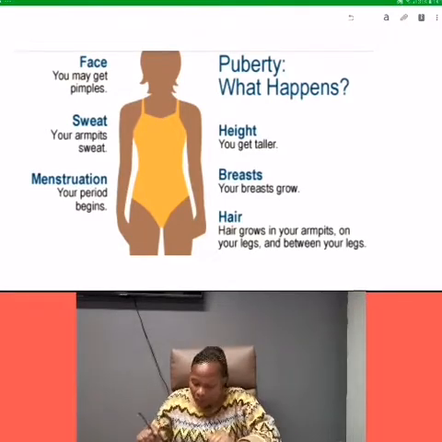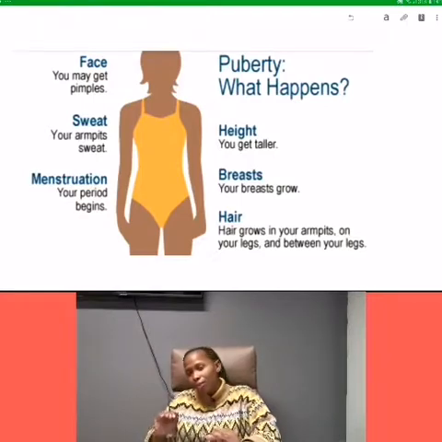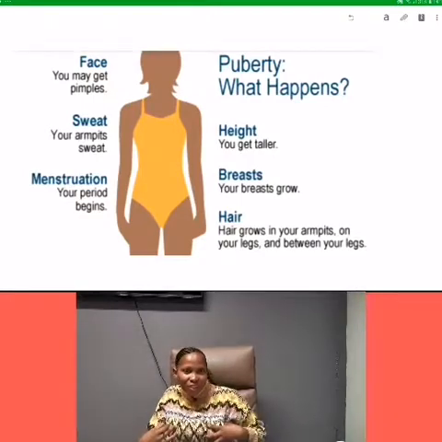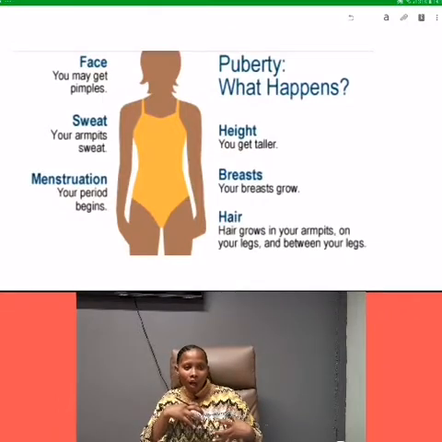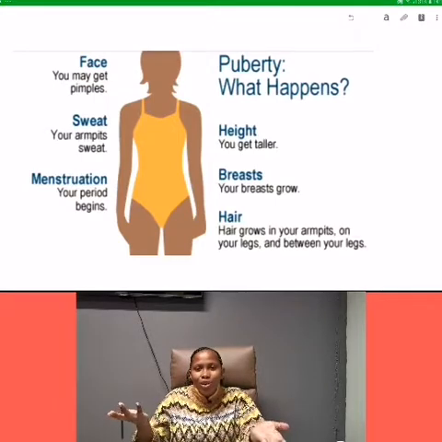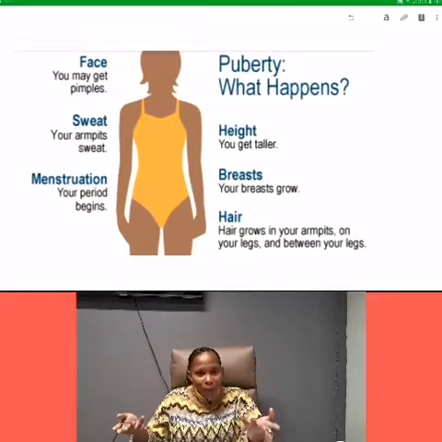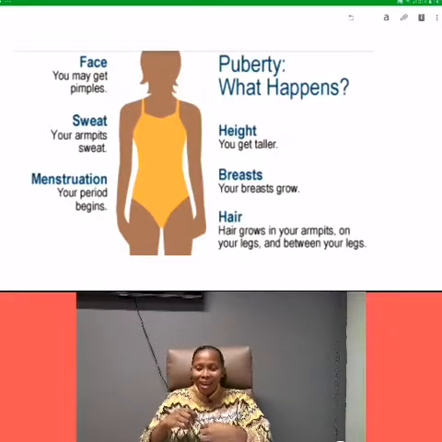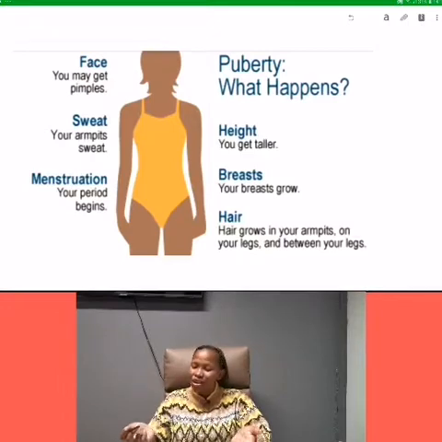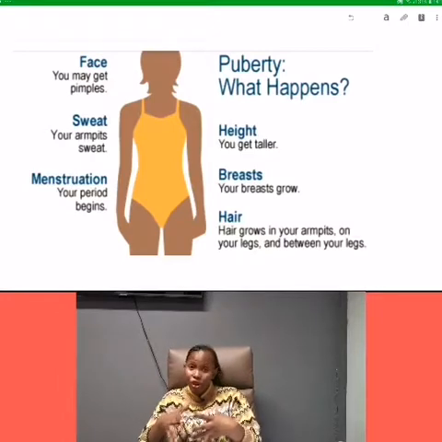And then we have the height. You start to become taller, and then your breasts develop. You start to feel some hard thing inside the breast, and in Zulu we call that suyahlosa. You start to develop breasts. And then hair grows under the armpits, on your legs and in between your legs.